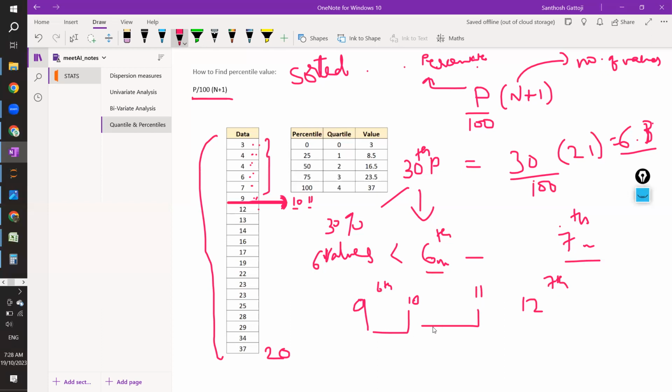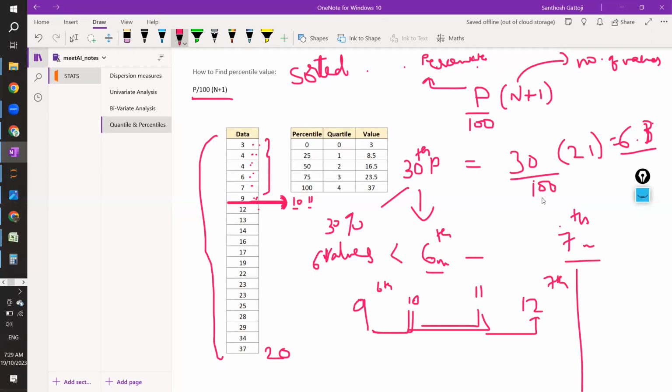Now, if 9 to 12 is 1 unit, try to understand this. From 3 to 4, 4 to 6, 6 to 7, 7 to 9, 9 to 12, I'm considering 9 to 12 as one number. But actually, in between 9 and 12, how many values can you have? You will have 9 to 10, 9 to 11, and 9 to 12 also. So the value I'm going to get over here is 6.3.